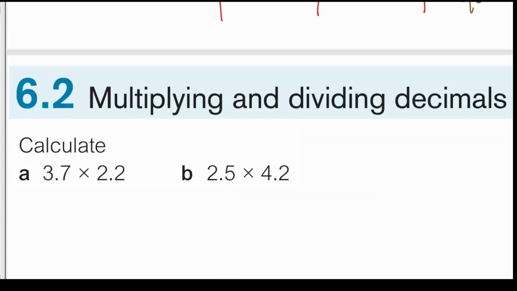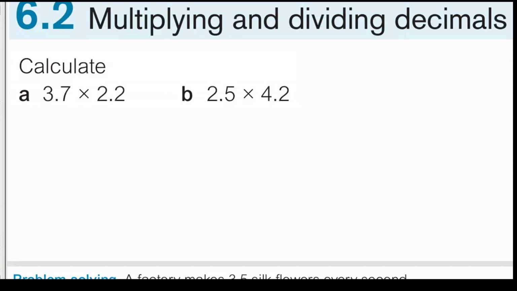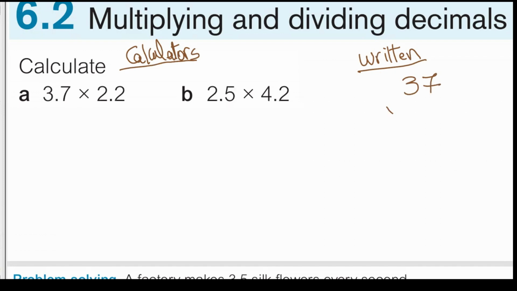Now, the next topic is multiplying and dividing by decimals. Since you are using your calculators, you can use them, but I will still show you how to do it in written methods. The first thing you do is multiply as if you're multiplying whole numbers. So you will say 37 times 22. First multiply the 2. 2 times 7 is 14. 4 and I carry 1. 2 times 3 is 6 plus 1, it's 7.